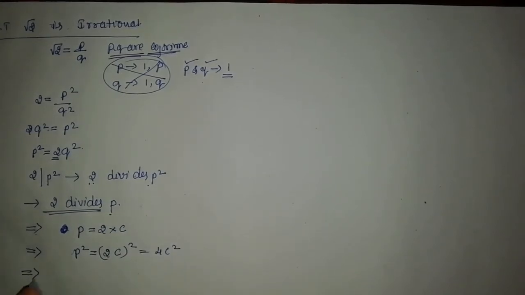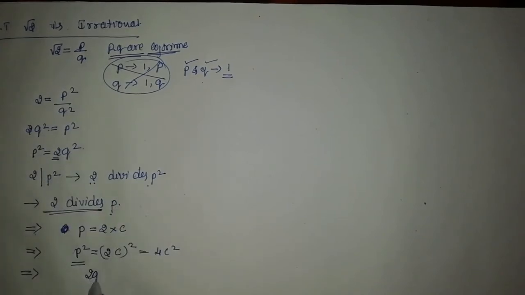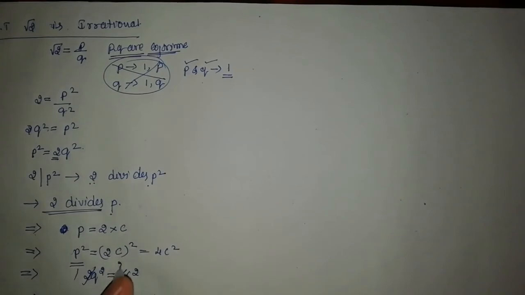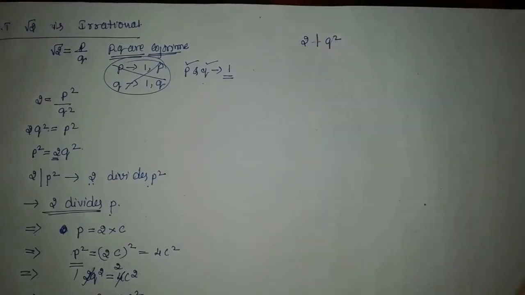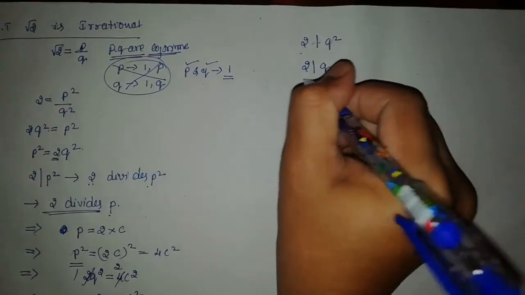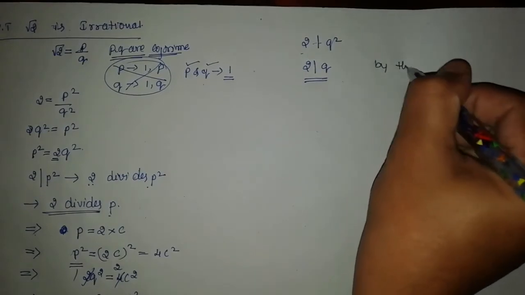So this implies, now I'm going to replace p square by 2q square. If you replace it, 2q square is equal to 4c square. This implies, now 2 ones are and then 2 twos are here, it will become q square is equal to 2c square. By this we can say 2 divides q square. So now look at it. 2 divides q square means 2 also divides q, by the theorem.